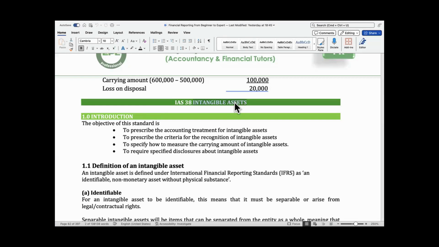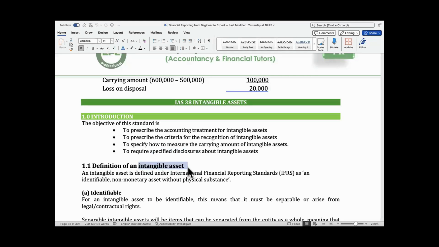So basically, we're going to look at accounting treatments for intangible assets: recognition, measurements, disclosures. Which is basically what we look at in every standard that we're going to be learning in this class. So the very first thing we need to understand is what is an intangible asset.